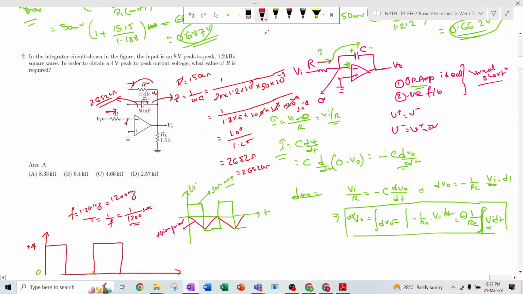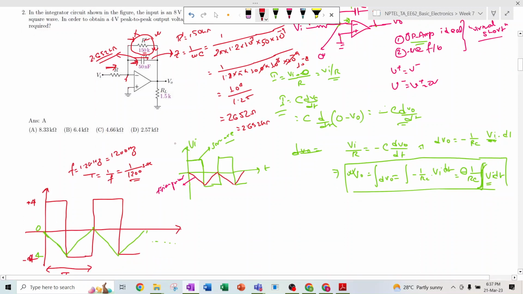Why we are ignoring it, I have already discussed. It has a very high impedance, and here it has very low impedance, so the maximum amount of current will flow through this low impedance path. So if we ignore this, we have only this R and this 15 nF. As I have already discussed, the output Vo will be minus 1 divided by RC integration of Vi dt, right?